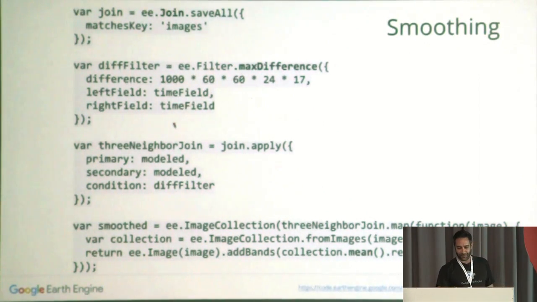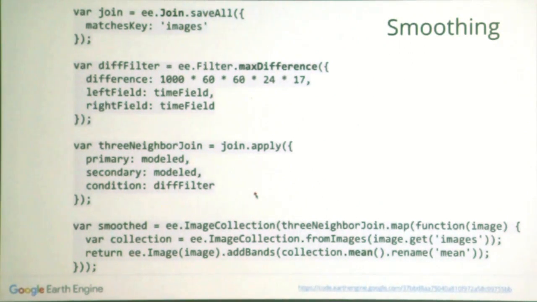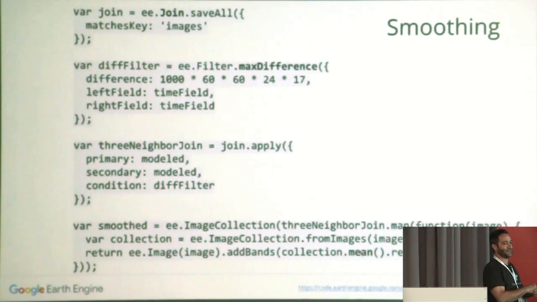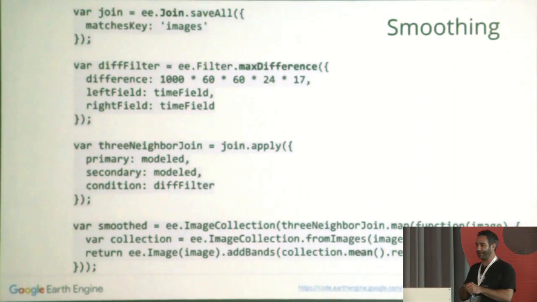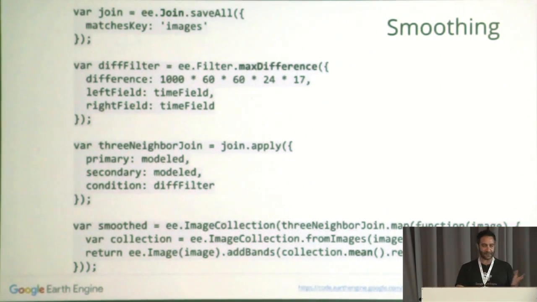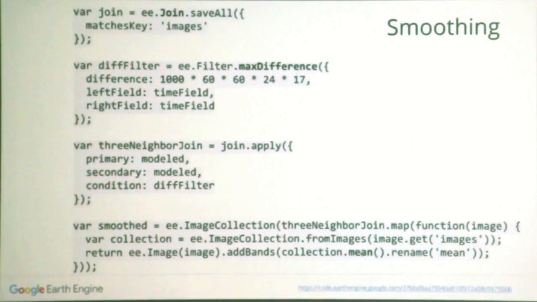So max difference filter, join this collection to itself, and then get the list of images and simply take their mean. I could have used median here if you prefer, but here we just take the mean of all the images in that list of images that have been joined to each image in this collection. And that's it. Easy, right?